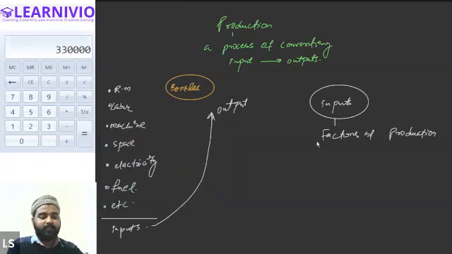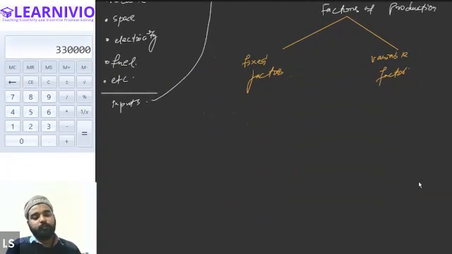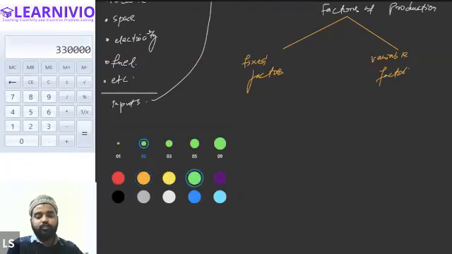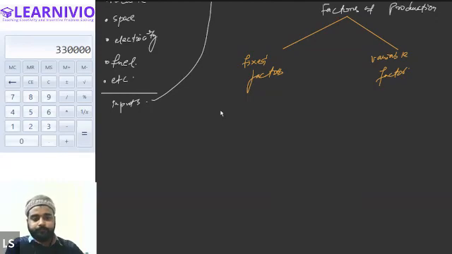Yes, sir. And factors of production are categorized into how many parts? It is categorized into two parts. So there are two types of factors of production. One is called the fixed factors of production, and the other is called the variable factors of production. Is this clear? Fixed factor and variable factor. So what actually is a fixed factor? See, fixed factors are those factors that do not change with the change in the level of output. That means even if output increases or decreases, the fixed factor remains the same.